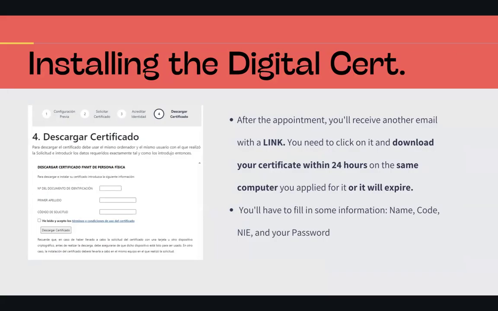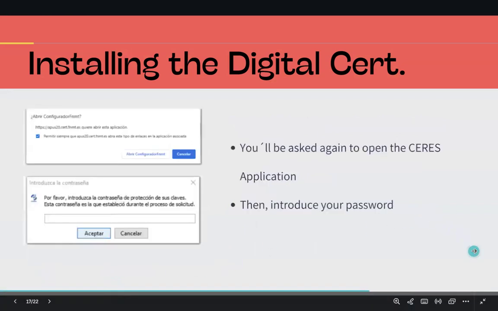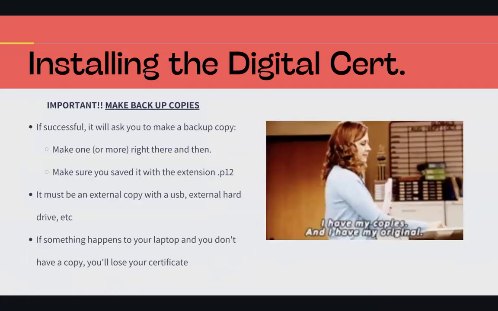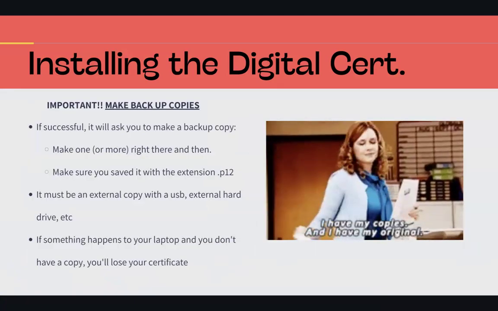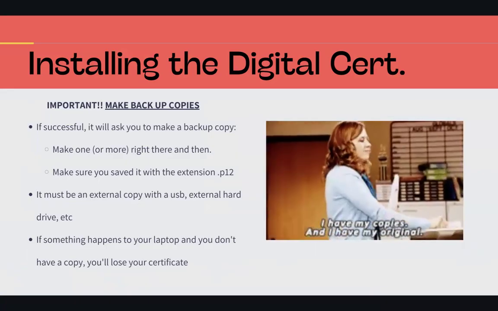So when you open the link, it will bring you here. You put in your details again, and then they'll ask you for your password. Right over here, it says it will ask you to open Ceres, the FNMT application, and then you introduce the password that you made. Now, after you do that, it will be successfully installed.